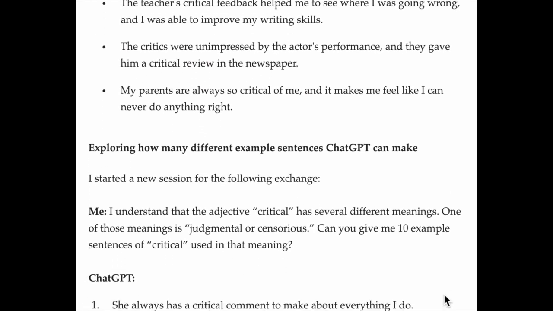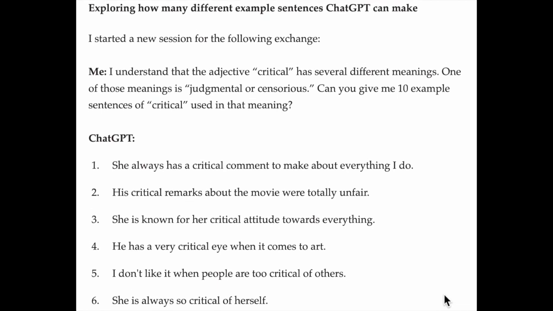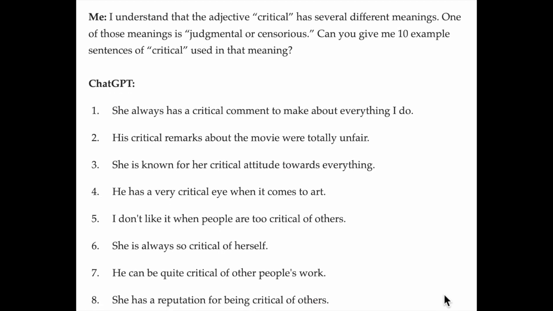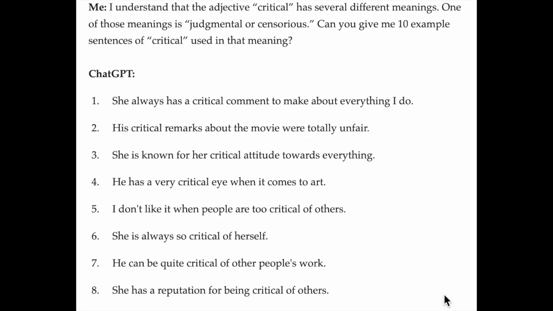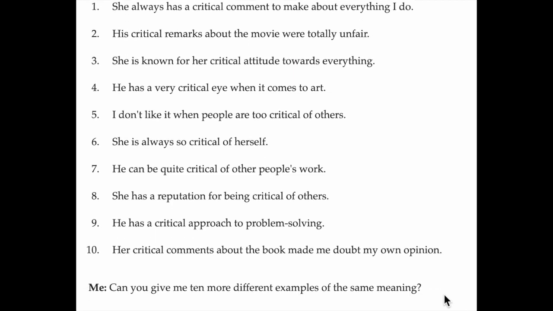And then I went on kind of a spree. First of all, I started a new session so that it forgot, I think it would have forgotten what it had told me before. And I start again. I say, I understand that the adjective critical has several different meanings. One of those meanings is judgmental or censorious. Can you give me 10 example sentences of critical? So I asked for 10 examples. It gives me 10 examples. They're all quite short, but they're all very natural, very reasonable ones.